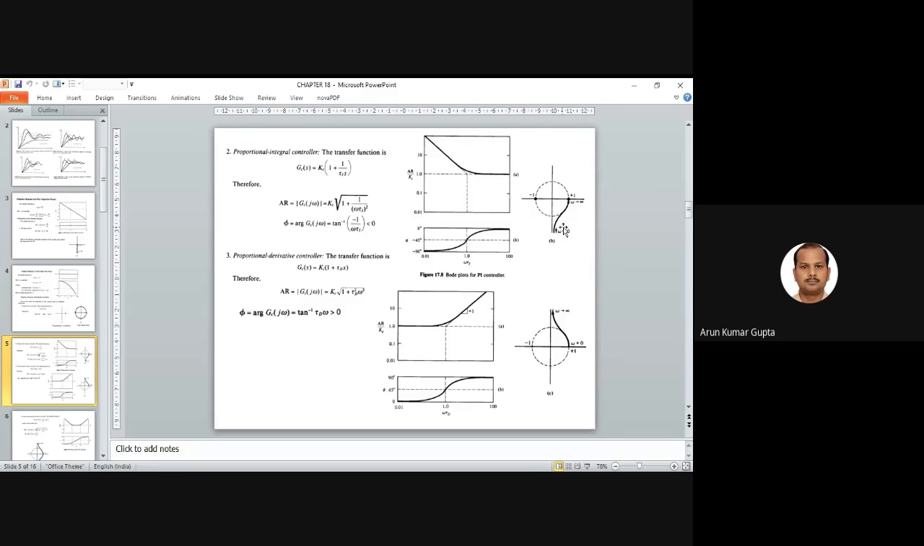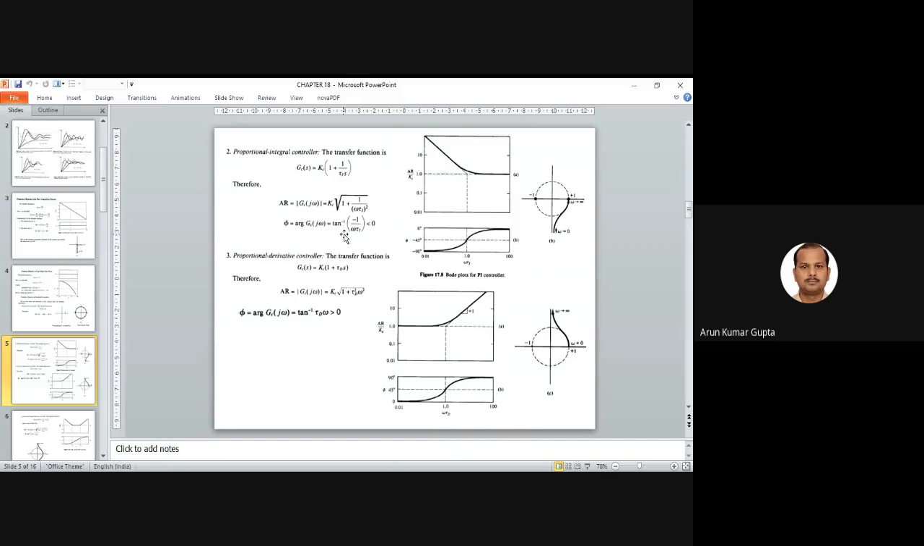At omega equal to 0, it will go infinite. It will start from infinite, because as omega tends to 0 this term goes to infinite. So the amplitude ratio goes from infinite, and at omega infinite this term is 0 and only the Kc value remains, which is 1.